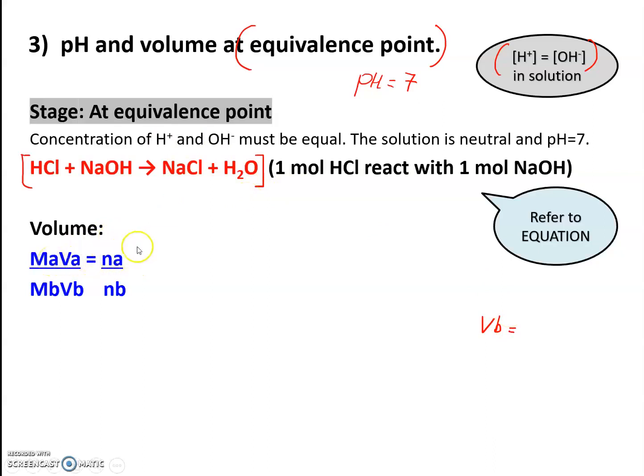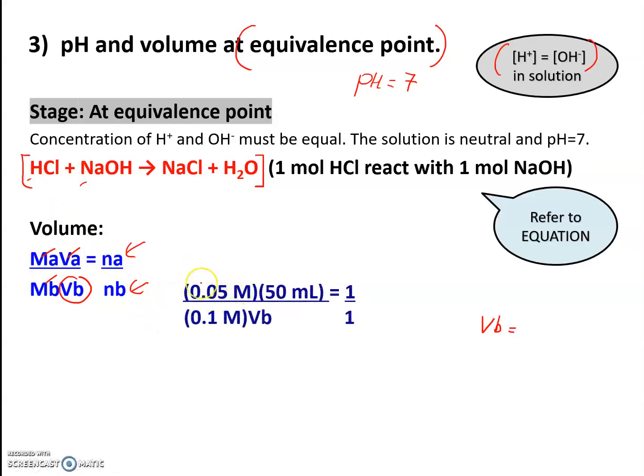So from the formula, MAVA over MBVB equals NA over NB. This is from the coefficients. So you have the value of molarity of acid, volume of acid, molarity of base, and then we want to find the volume of base. This is from the equation, the coefficient of acid and base. So you can find it, given the molarity and volume of acid and molarity of base. This is the coefficient of acid and coefficient of base, since the ratio is 1.